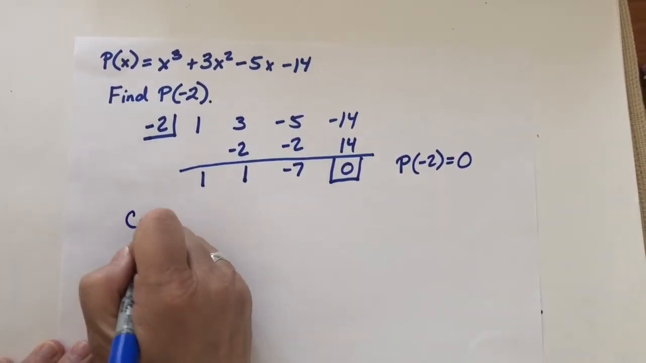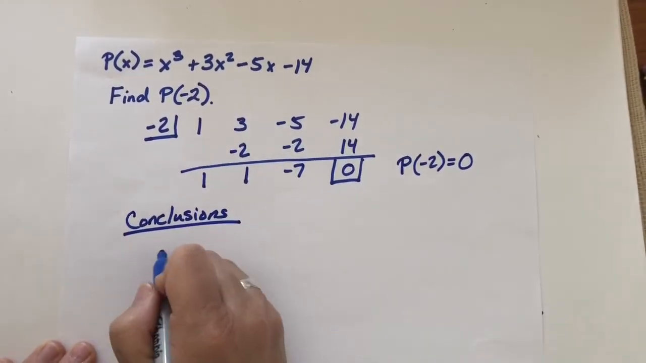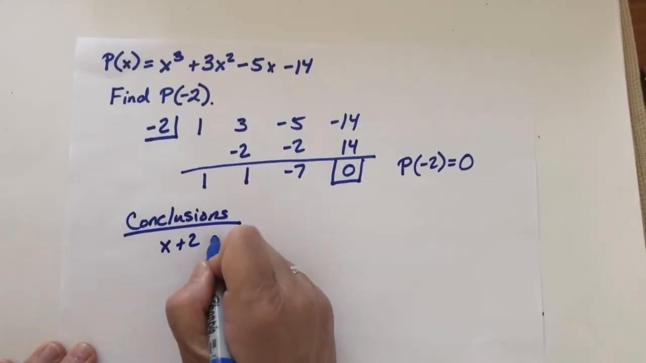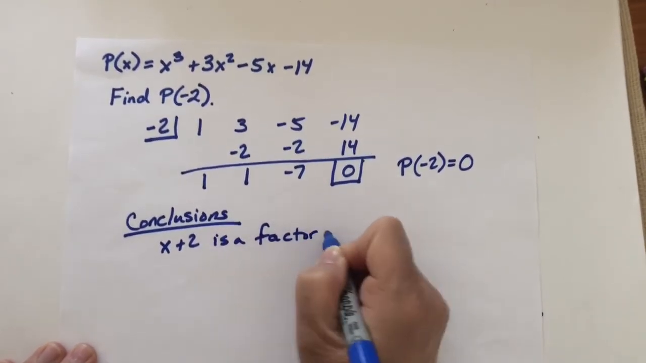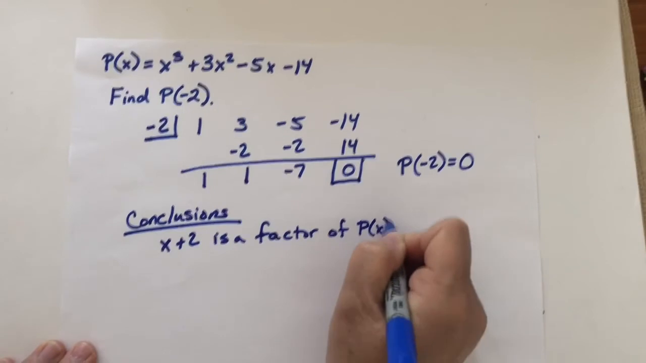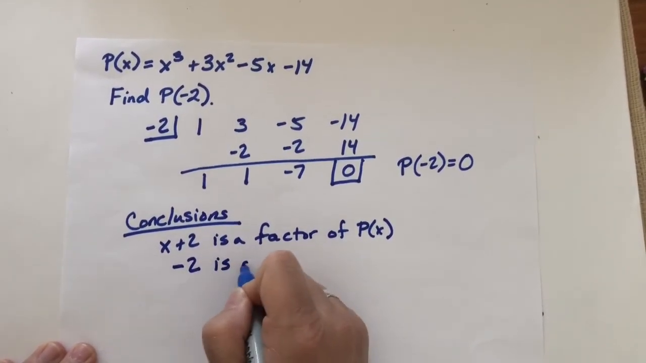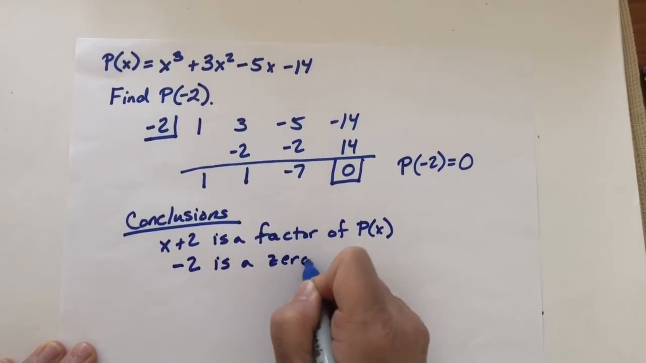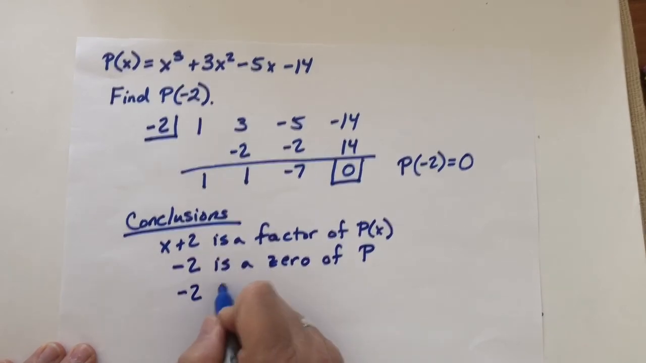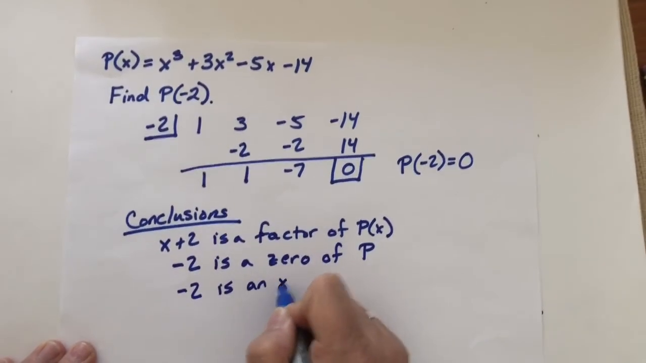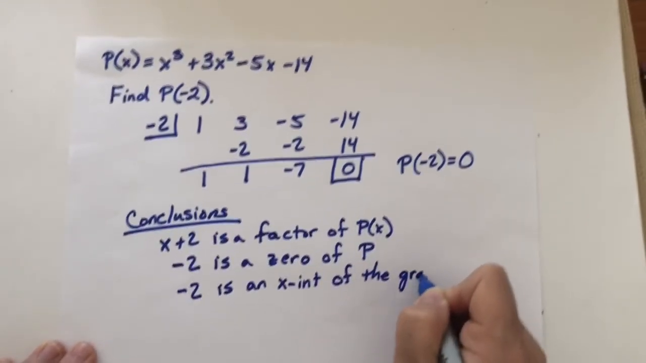So here are our conclusions. That x plus 2 is a factor of p of x. -2 is a zero of p. And -2 is an x-intercept of the graph of p.